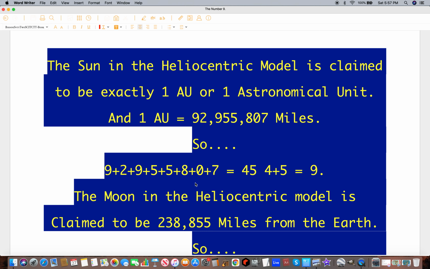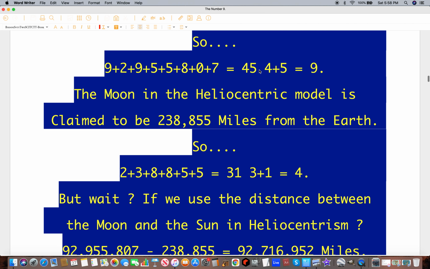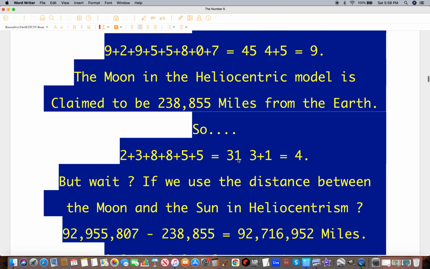Okay, so the moon in the heliocentric model is claimed to be 238,855 miles from the Earth. Okay, so when we add that together, we get 31, which is 3 plus 1 equals 4.